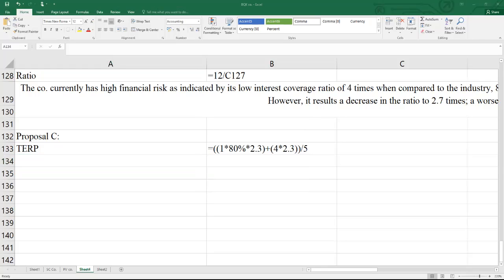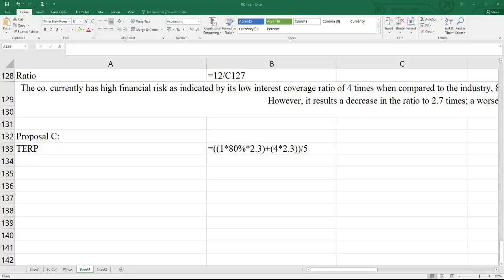Therefore, that's how we get the theoretical ex-rights share price. You're going to get 1 new share, which you'll be paying 80% of the current price, which is 2.3. And for you to get this 1 new share, you must have those 4 old shares before. Therefore, 4 times 2.3, and we divide by the total number of shares after. The 1 new share plus the 4 old shares gives us a combined 5 shares. That's on proposal C.